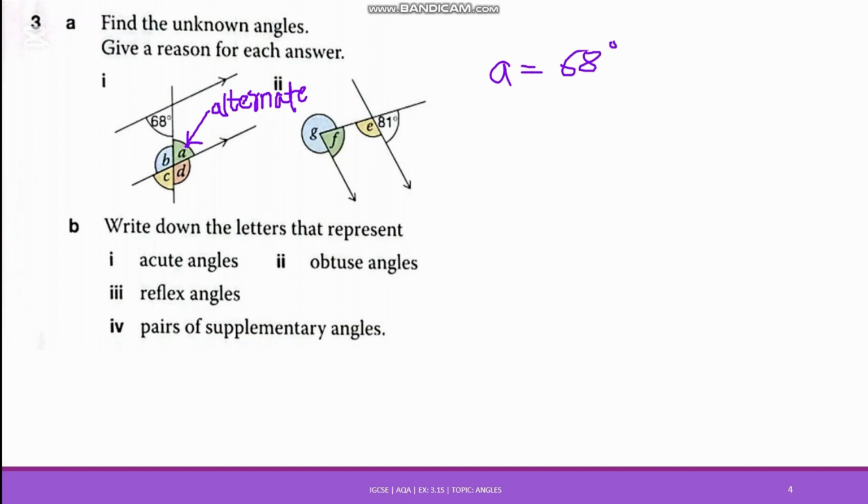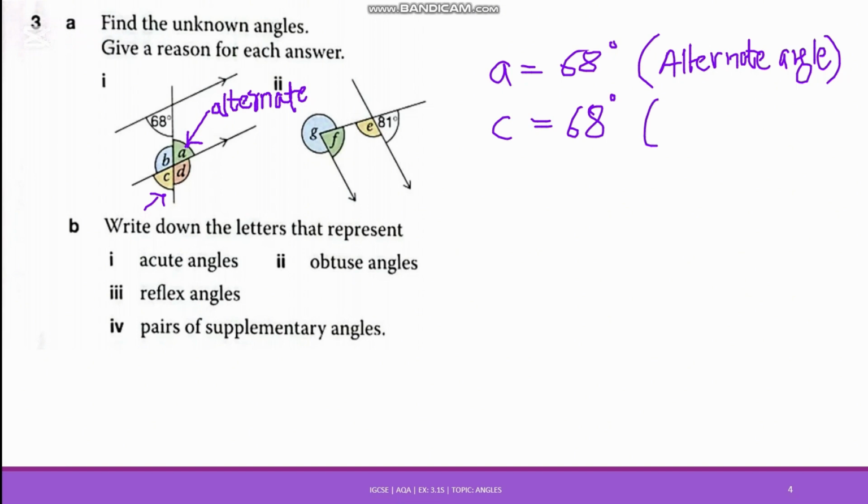Similarly, if you see the C, which is mentioned over here, it is an opposite angle to A, means vertical angle. First, we will actually write the reason for A, that as it is alternate angle to 68, so that's why we can say that its size is also 68, and the size of C will also be 68 degrees because this is also the vertical angle, means opposite angle to the angle A.